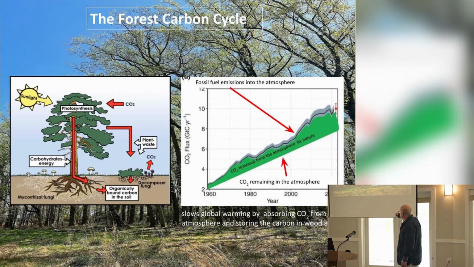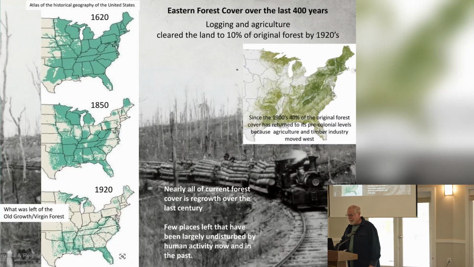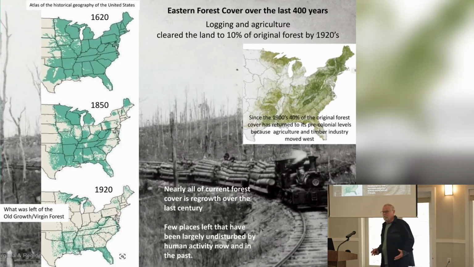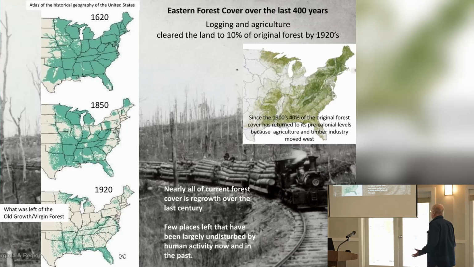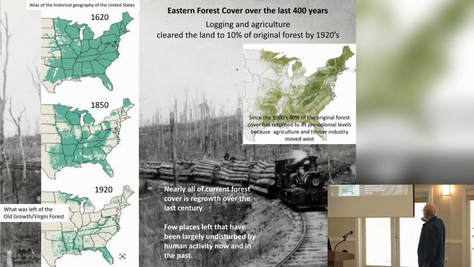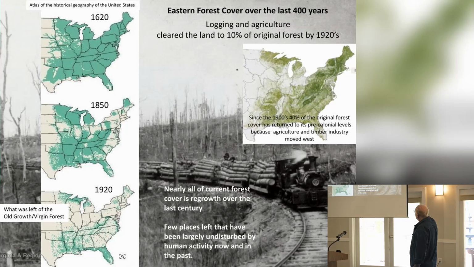Photosynthesis is taking it up and putting it in the trees. And that has changed over time to our benefit to some extent. This is a slide about the eastern deciduous forest history over the last 400 years. Right about the time of colonization, all of this was deciduous forest. All the way from the Mississippi east, it was all forested.